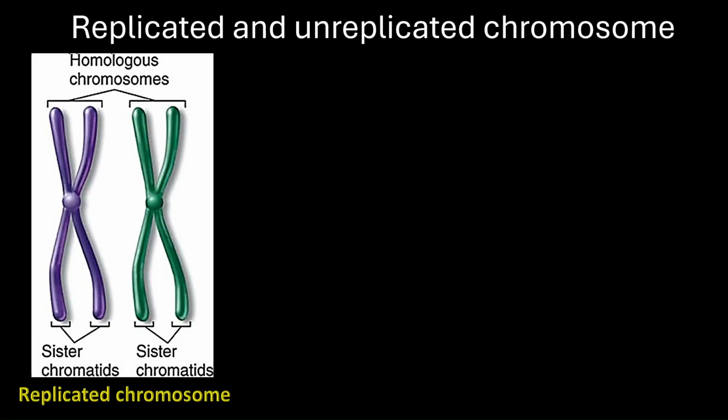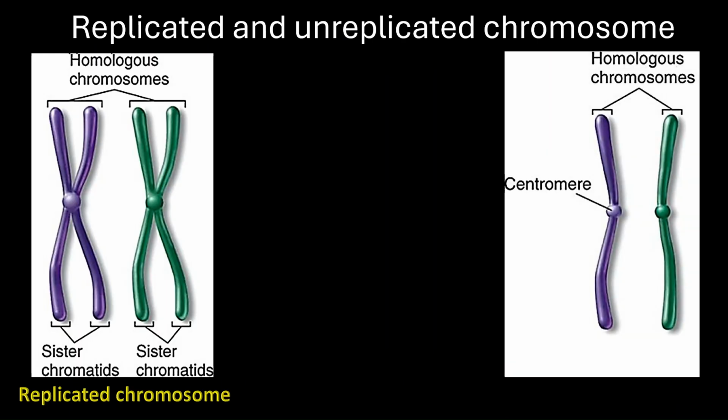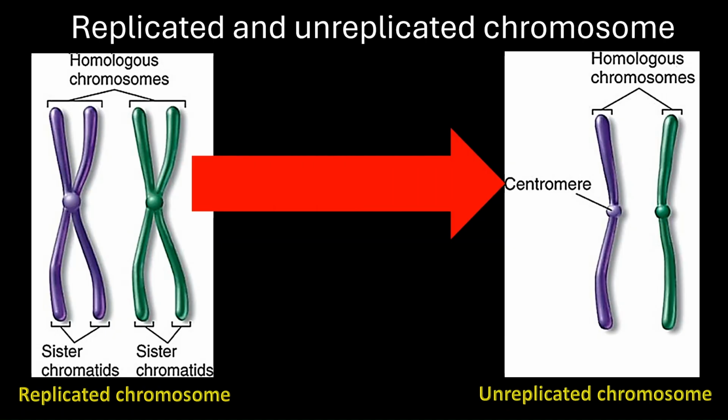But then, if you check carefully, this is what we call a replicated chromosome, as we saw earlier on. On the right side of the screen, we have two sets of homologous chromosomes again, but however, they appear as single threads. We call them unreplicated chromosomes. Now, you want to find out, what do you think could have caused the replicated chromosome to change into an unreplicated chromosome?